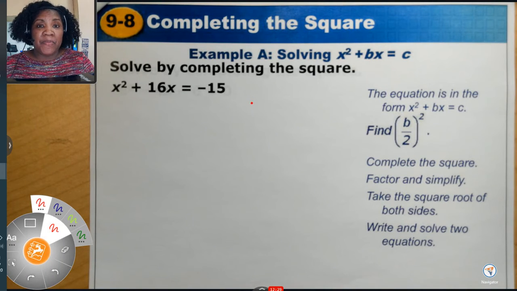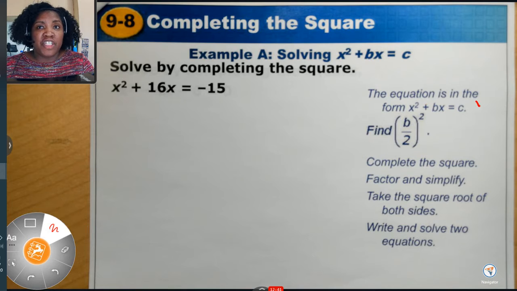So here's our first example. Our equation is x squared plus 16x equals -15. So the first step is to write it in x squared plus bx equals c format, and that is already achieved with what we have. So the next step is to complete the square. So we need to find half of b and we need to square it. So in this case, our b value is 16. So then 16 divided by 2 squared gives us 8, and 8 squared is 64.